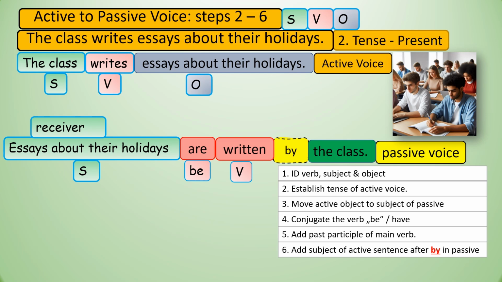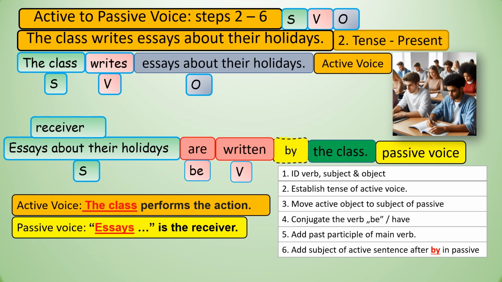So the sentence was in the active. The class writes essays about their holidays. Now it becomes, or has become, essays about their holidays are written by the class in the passive voice. Note well, active voice, the class performs the action. Passive voice, essays is the receiver of the action. Essays, the new subject of the passive sentence, is now the receiver of the action.